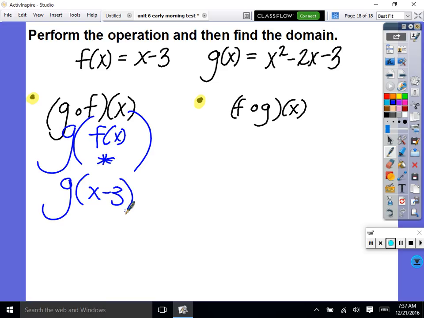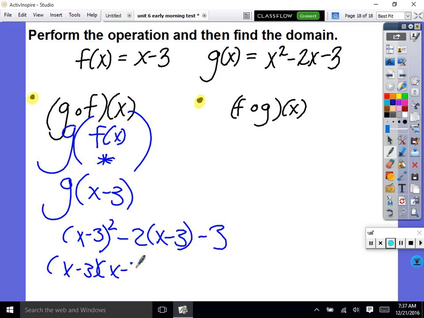Does everybody understand? So wouldn't that be x minus 3 squared minus 2 times x minus 3? Are you all looking? Minus 3. And wouldn't I then need to rewrite it as x minus 3 times x minus 3? Double distribute, combine like terms, distribute in -2, correct everybody? So then we'd have minus 2x plus 6 minus 3. So this part I need to multiply out and then we'll combine like terms. Don't mess up on your algebra.